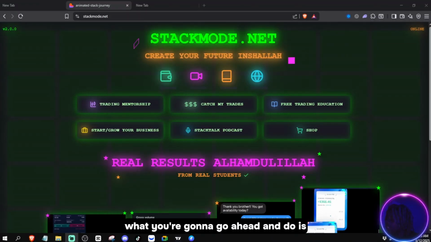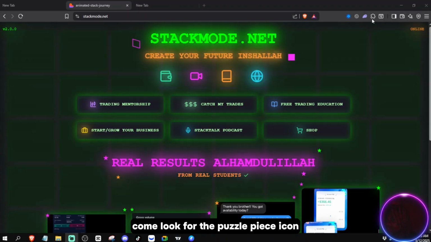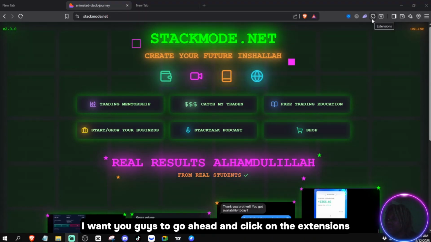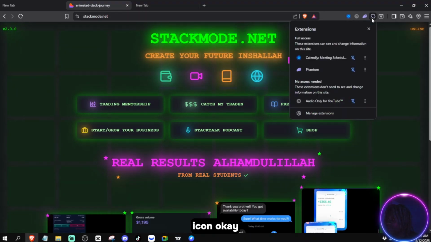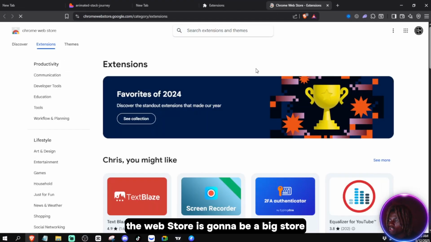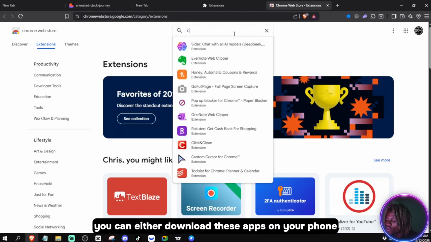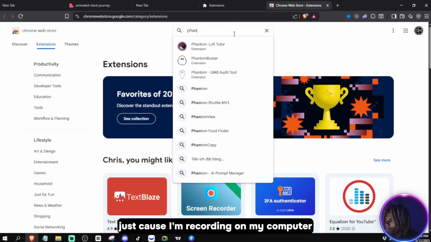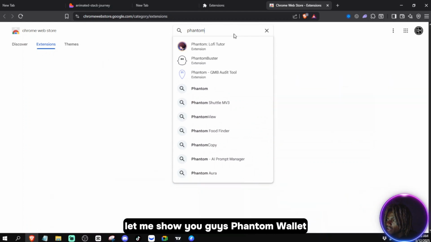Alrighty, so coming on here, what you're going to go ahead and do is go over to your browser. Then from there, look for the puzzle piece icon within the top right. It's going to say extensions. Go ahead and click on the extensions icon. Then click on manage extensions, and we're going to go to the web store. The web store is a big store where we can download a bunch of apps and stuff like that. You can download these apps on your phone or your computer. In this example, just because I'm recording on my computer, let me show you guys Phantom Wallet.